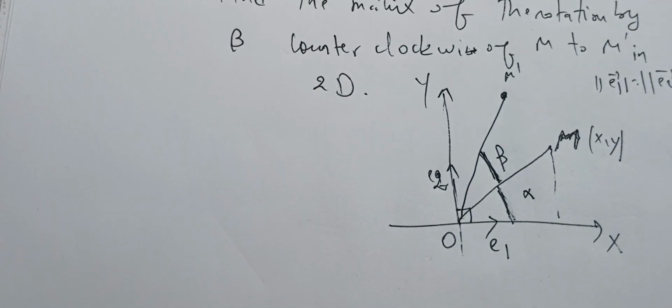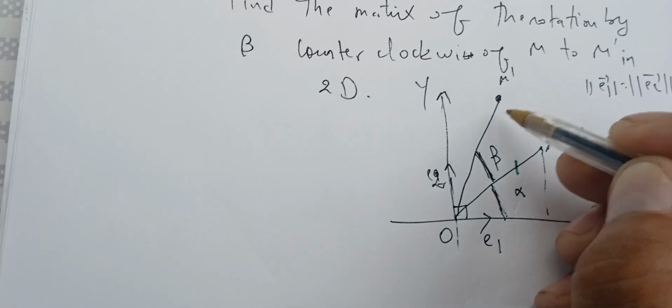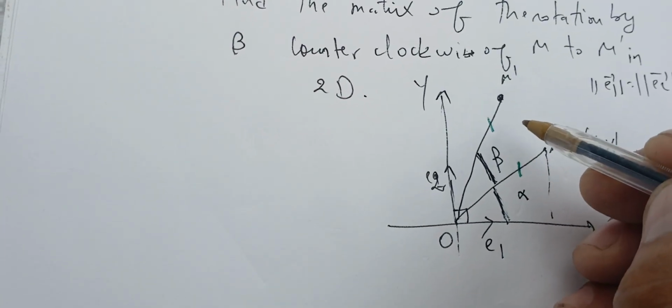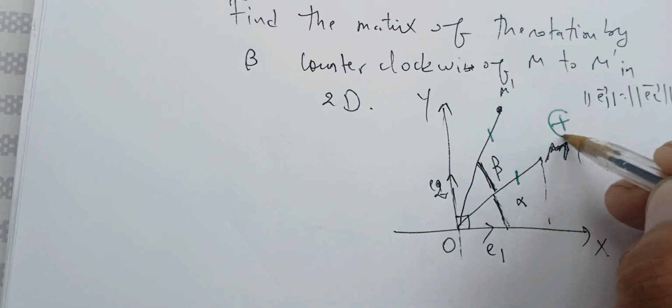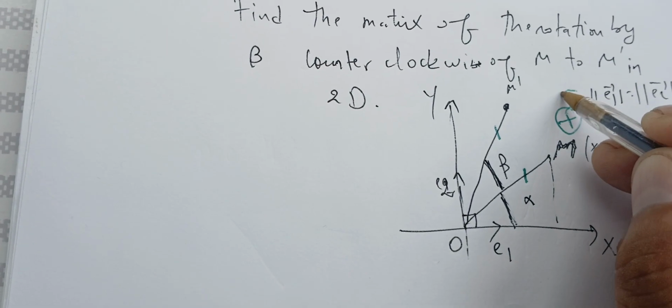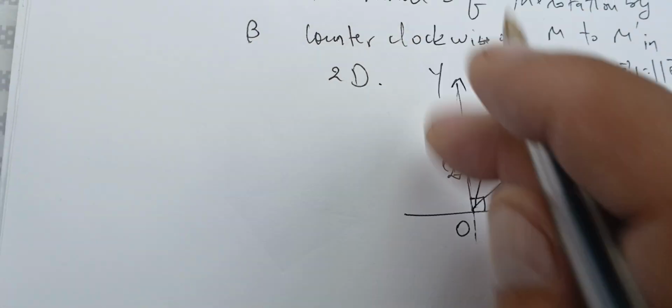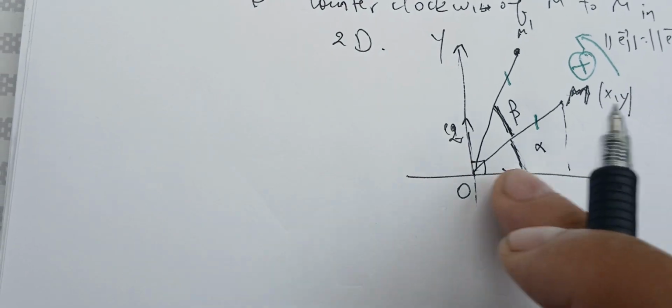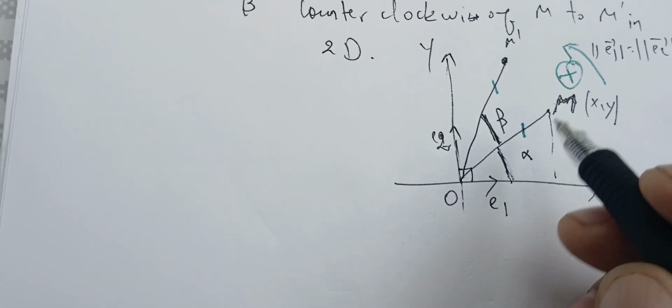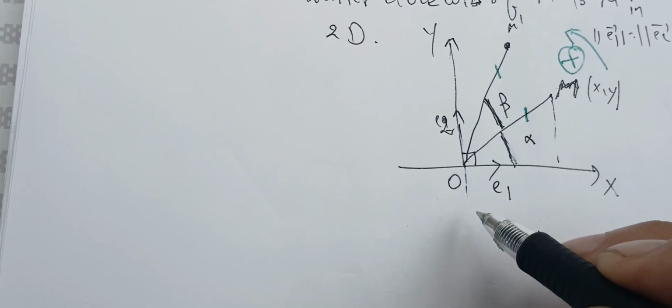So we proved in one of the videos that the norm of M is equal to the norm of M prime. Now we're gonna find the matrix. We assume that we are rotating counterclockwise in this direction. So we can express x and y in this coordinate system here.